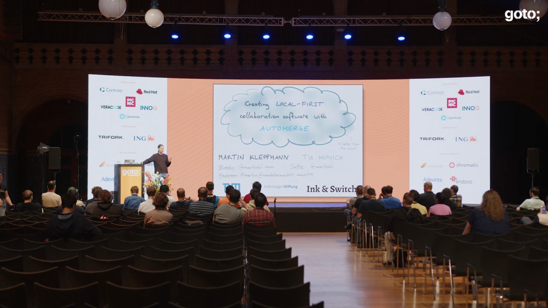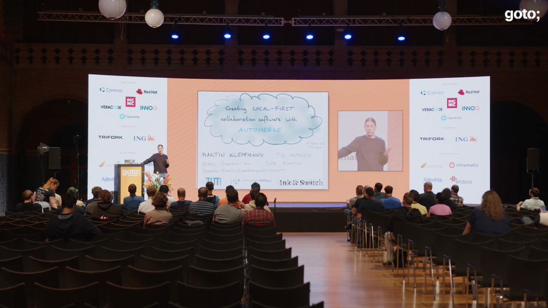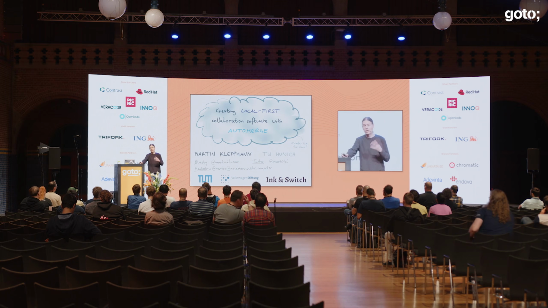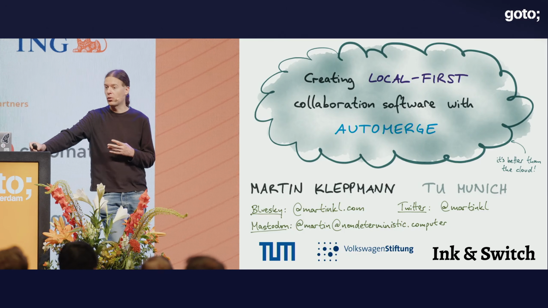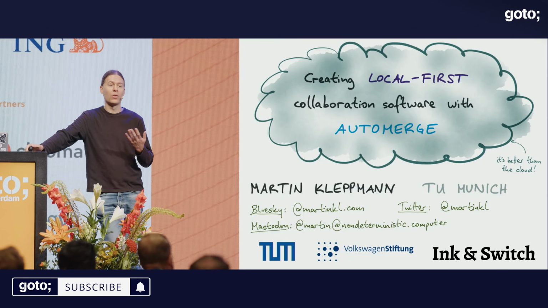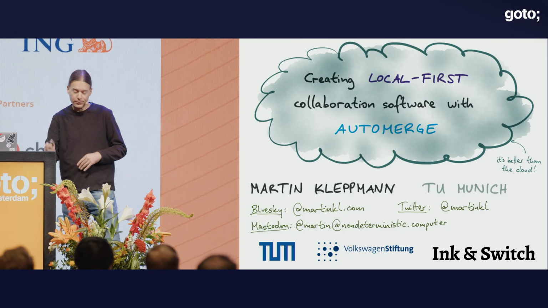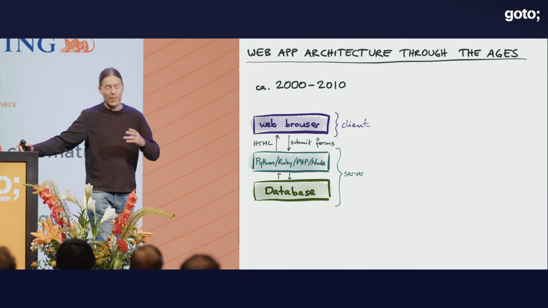So I would like to talk a bit about the research we've been doing, with me and my collaborators, over the last few years on a style of software that we call local-first software, which I'll explain in a moment, and also an open source implementation, a library that allows you to build this type of software called Automerge. So the background of this is web apps, basically.